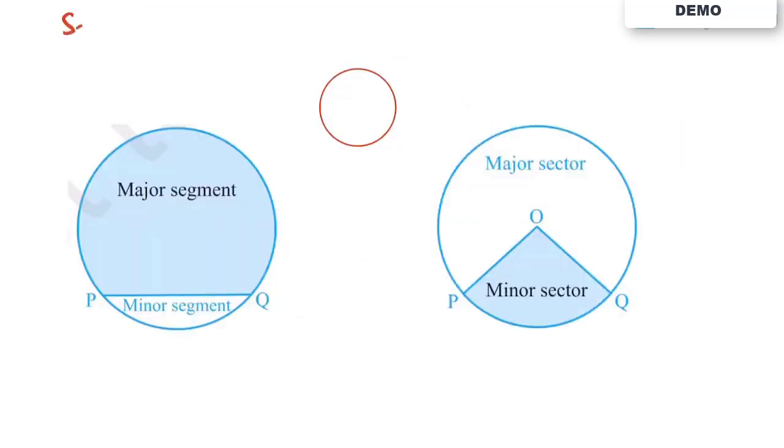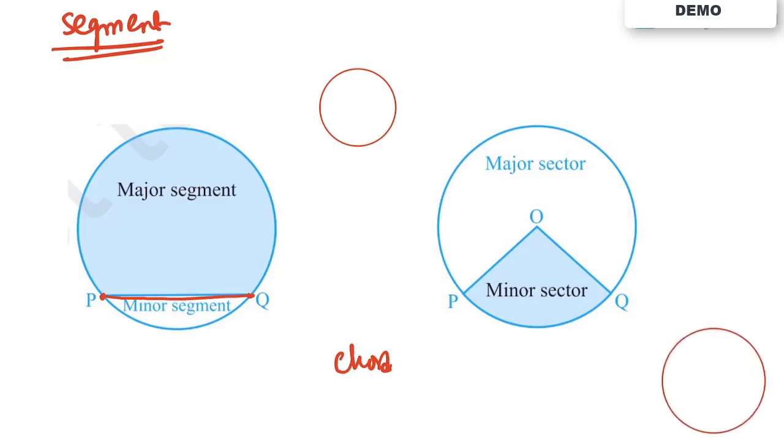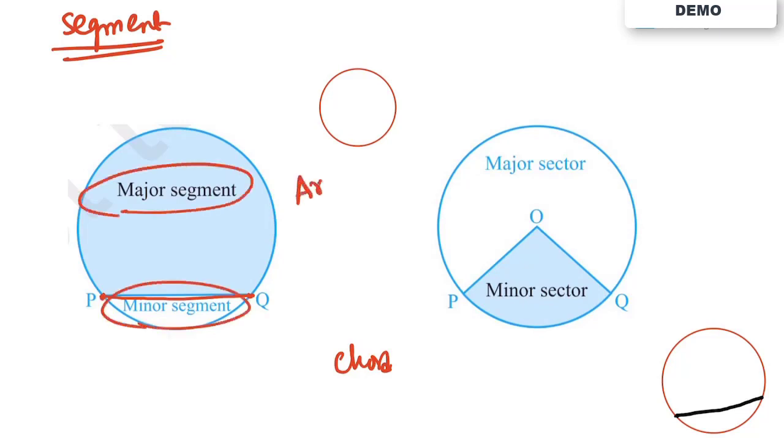And let's study segment. So segment is basically when any chord intersects the circle at 2 points. You know the chord? Let me just define a chord for you. This is a circle. Whenever you join 2 points, that would be called a chord. So a chord divides a circle into 2 segments. Now these segments are called major segment or minor segment based upon their area.